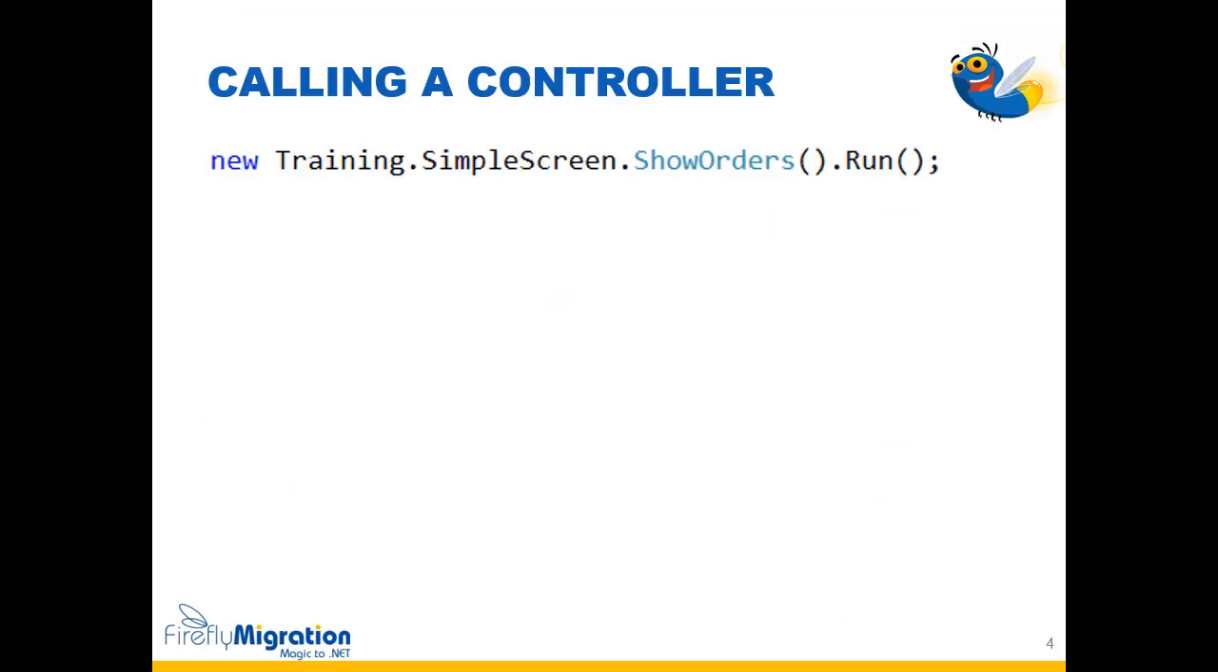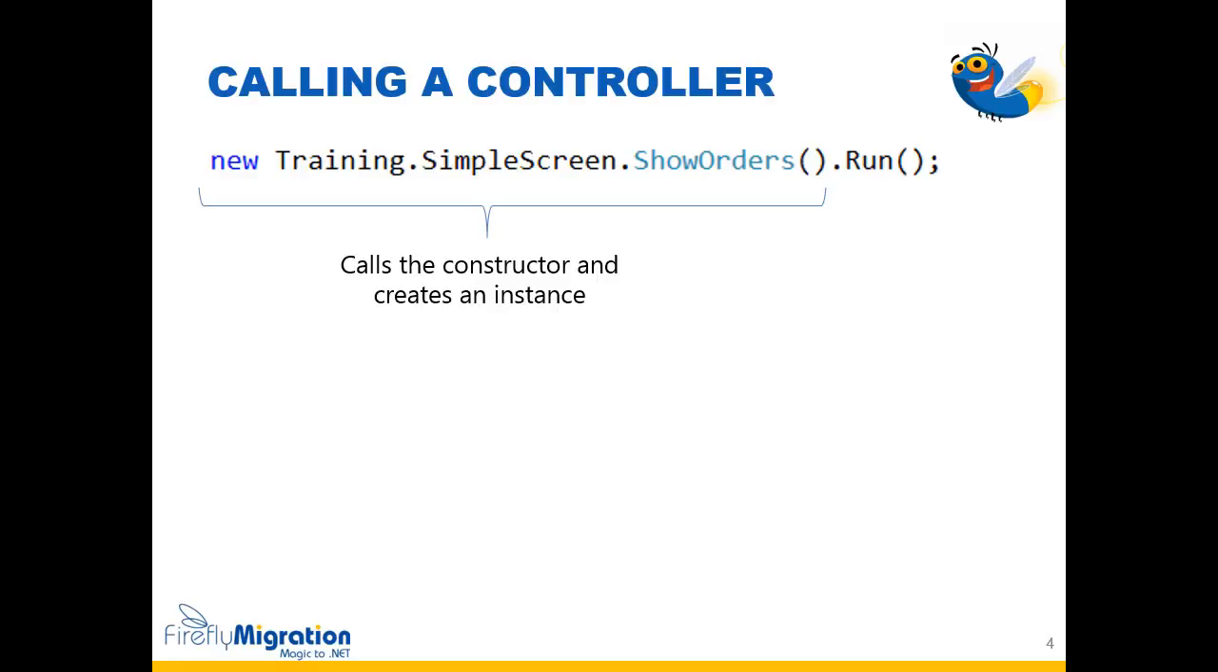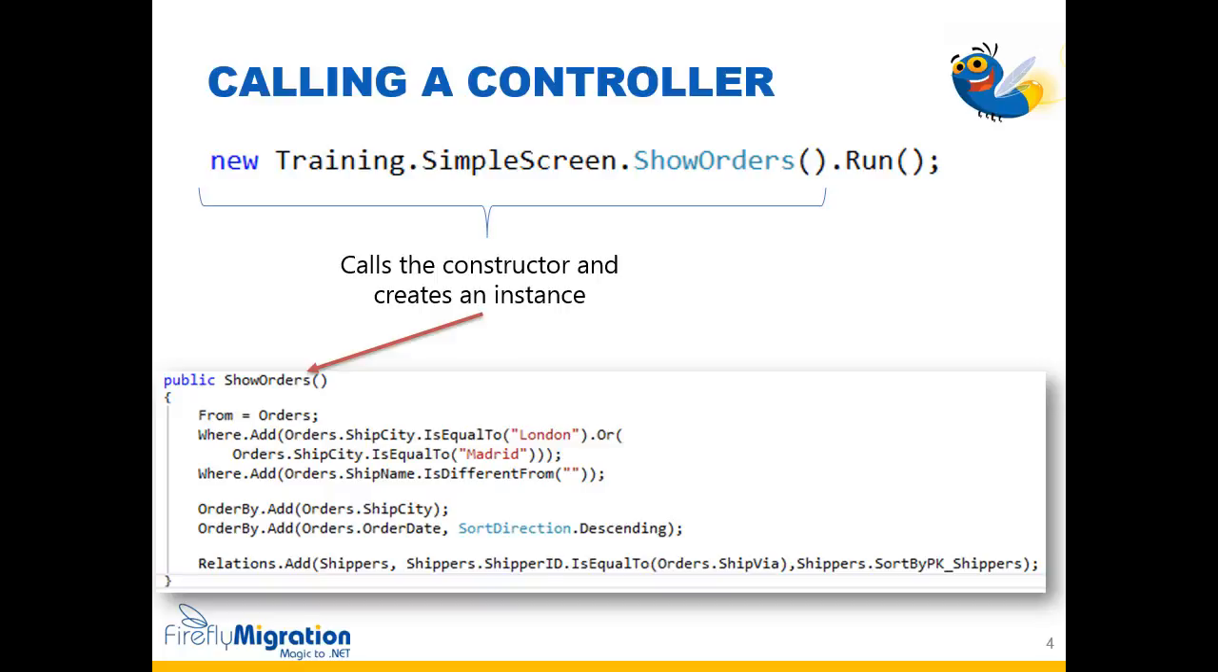So when we call the controller, when we use this line of code, the first part of this line of code is in charge of calling the constructor and creating an instance. We are creating a new instance of our controller and calling the special constructor method where the instance is created and defined. And in our code, this is the constructor method.